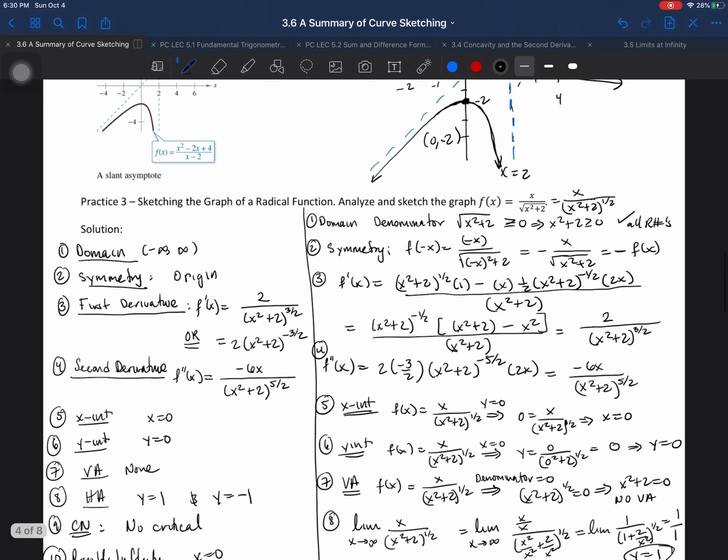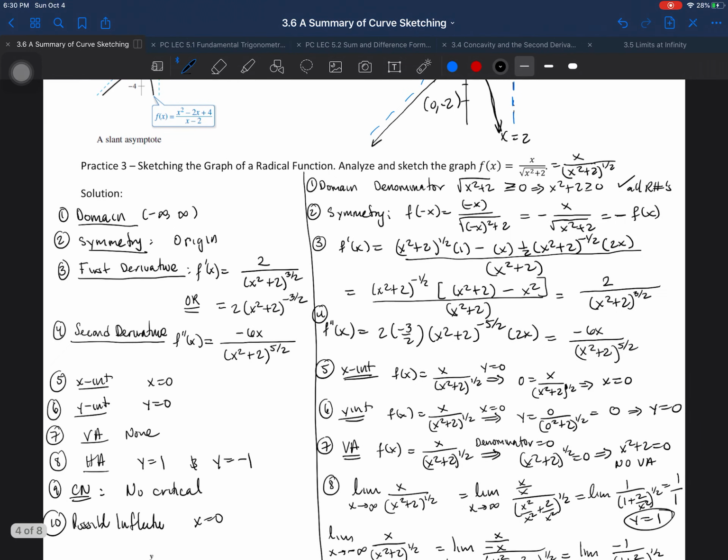All right. So let's find the next one. So this one is interesting. We're going to be able to do the same thing, sketch the graph of this radical function. This is a radical function because it has a radical piece in the function, right? Which is the denominator. So let's start finding the domain of this. The domain of this is going to be actually all real numbers.